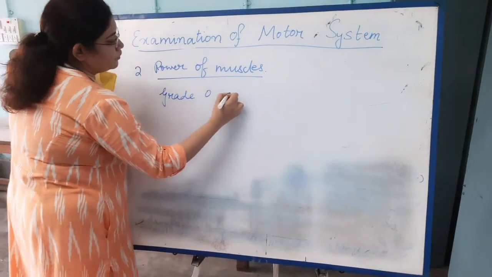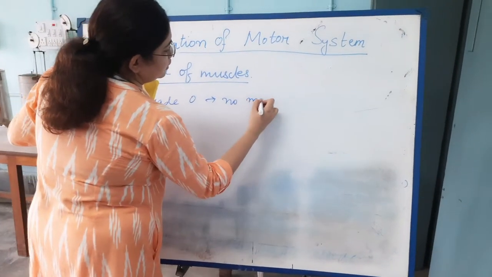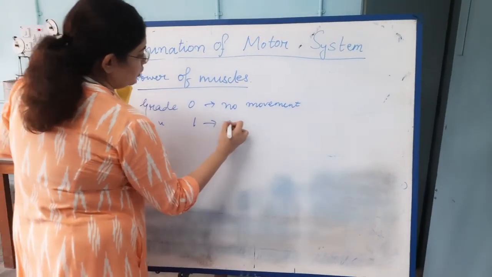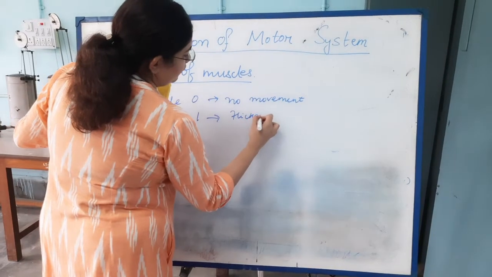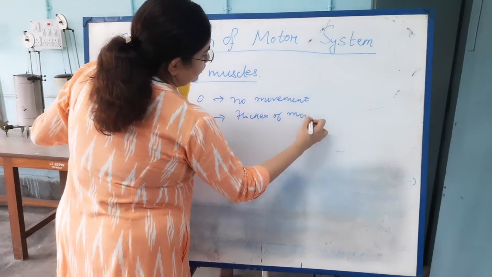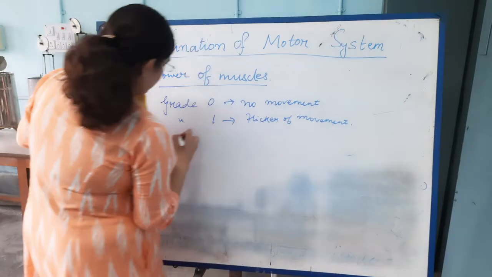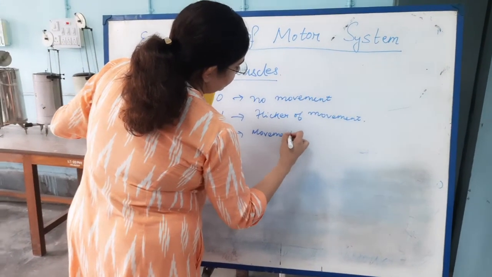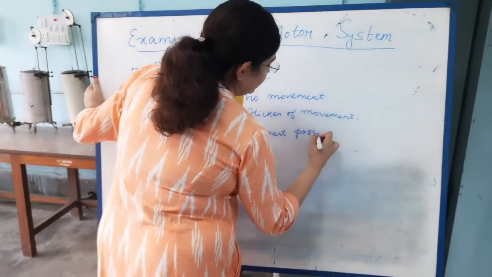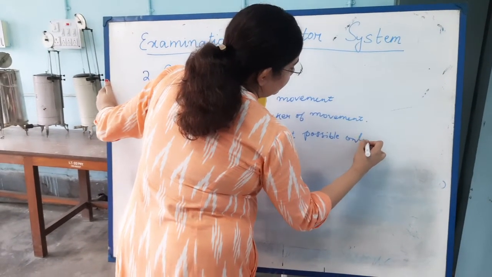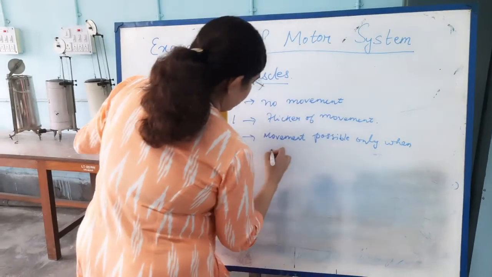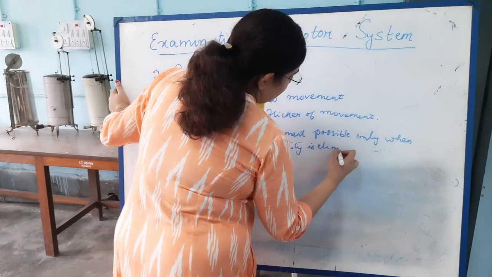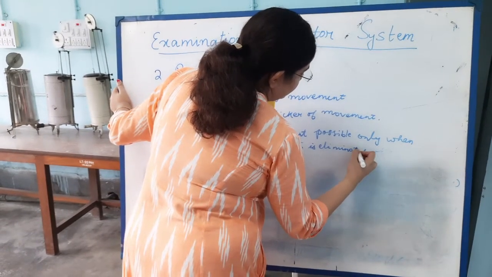Grade 0, no movement. Grade 1, flicker of movement. Grade 2, movement possible only when gravity is eliminated.